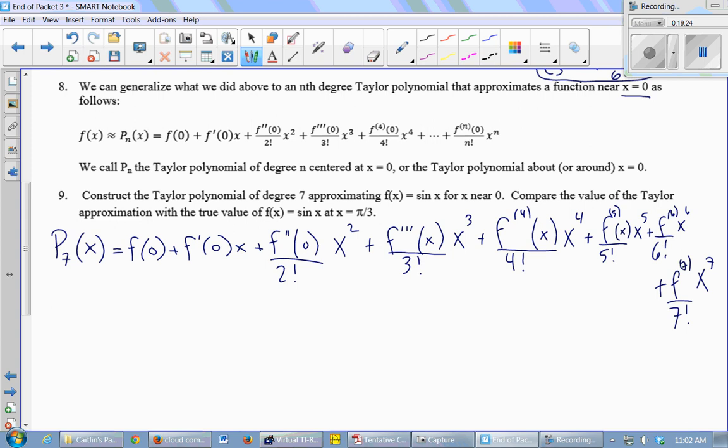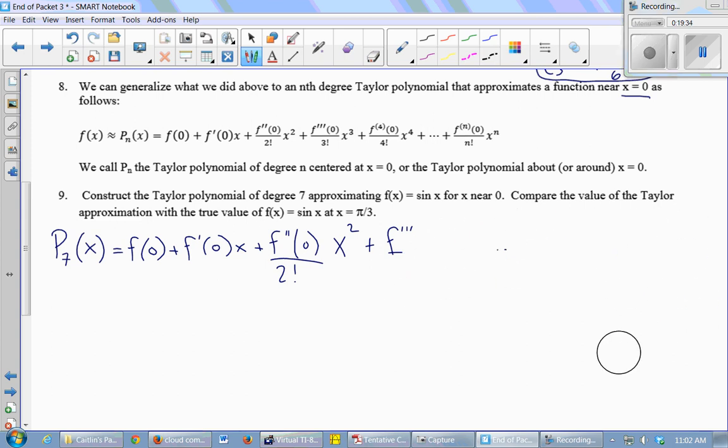I need to now plug in, oh, sorry, those x's. I've got to plug zeros in here. All right, I didn't write them all down. Takes forever. Okay, so I just copied this formula down, right? And I just went up to the 7th degree.